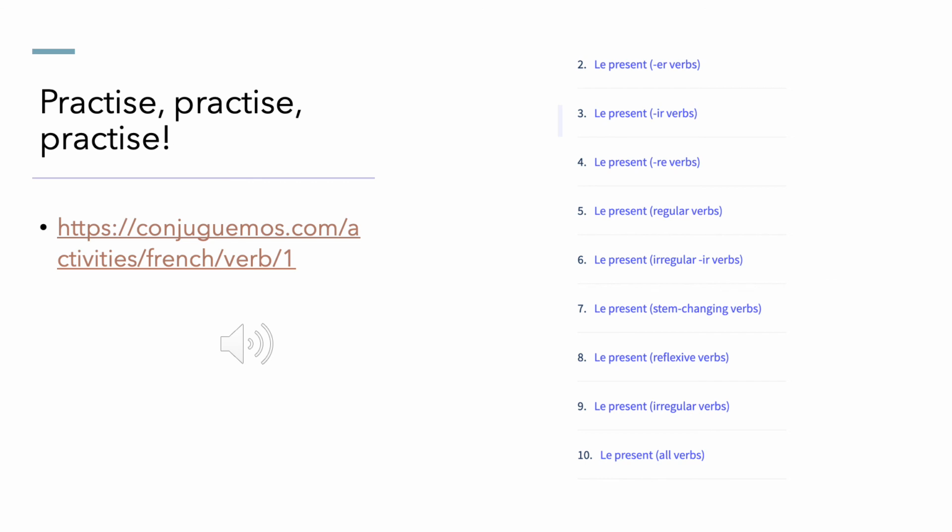If you're already confident with your ER verbs, it won't take you long to start using IR and RE verbs just as confidently. But remember that practice makes perfect, and using websites such as conjuguemos.com will help you memorize all these different types of verbs and their endings. And it's fun, on s'amuse bien.